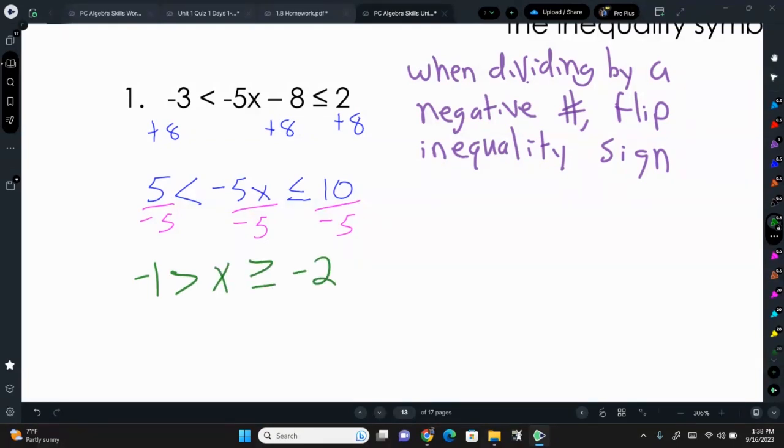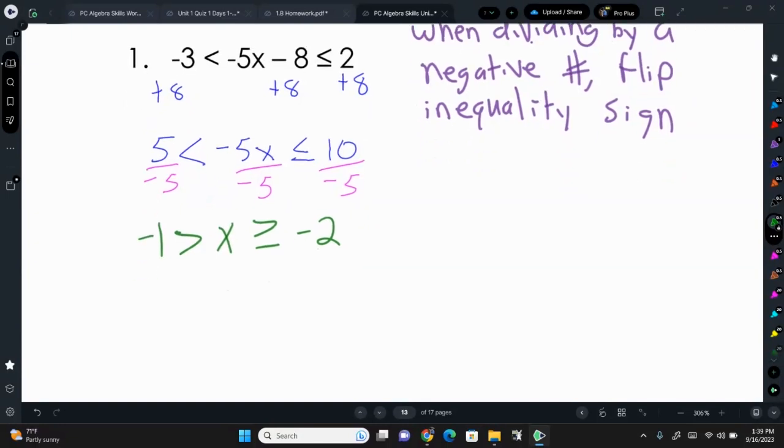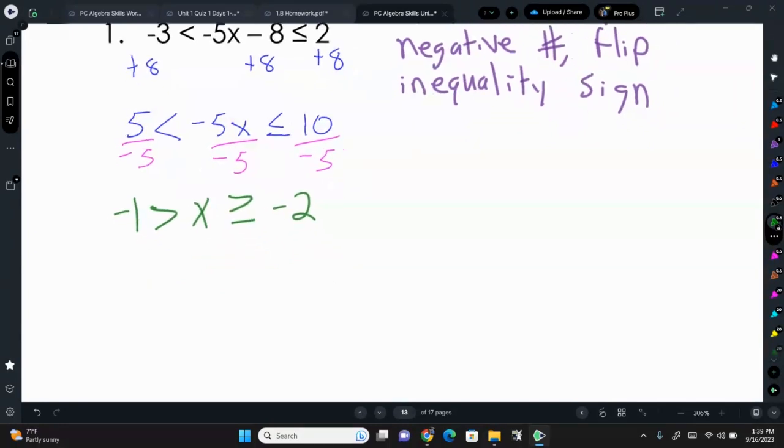to -2. Now, when we're doing domain and range or writing interval notation or graphing inequalities, we usually want the smallest number on the left and the biggest number on the right. But right now, that's reversed because -1 is bigger than -2. So watch what I'm going to do. I'm going to flip them. So I'm going to put -2 first because it's smaller. But my inequality sign is x is greater than or equal to -2.